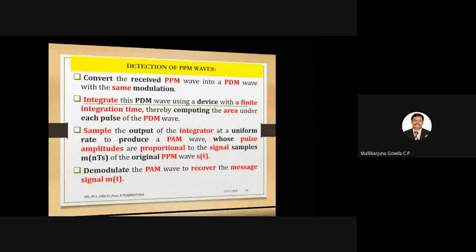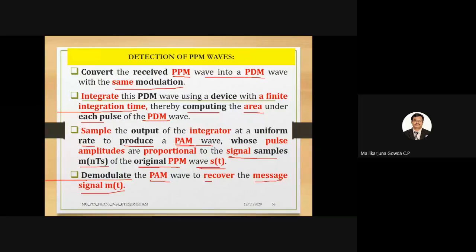So I repeat once again what I said. To detect the PPM wave, right? First, what we do, we convert the received PPM wave into PWM wave. Okay, then we do the integration, right? Which is having a finite integration time. So with that, we will be able to compute the area under each pulse of the PWM wave. Then we do the sampling of the output of the integrator at a uniform rate to produce the PAM wave, right? And it means the amplitude of the PAM wave is proportional to the signal samples of the original PPM wave, right? Then we do the demodulation of the PAM wave to recover the message signal. So this is one way, right?